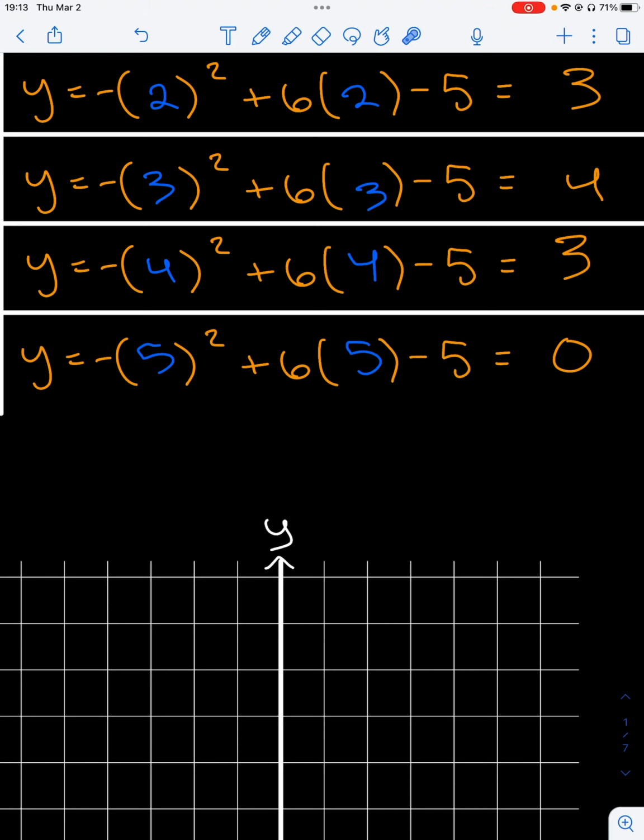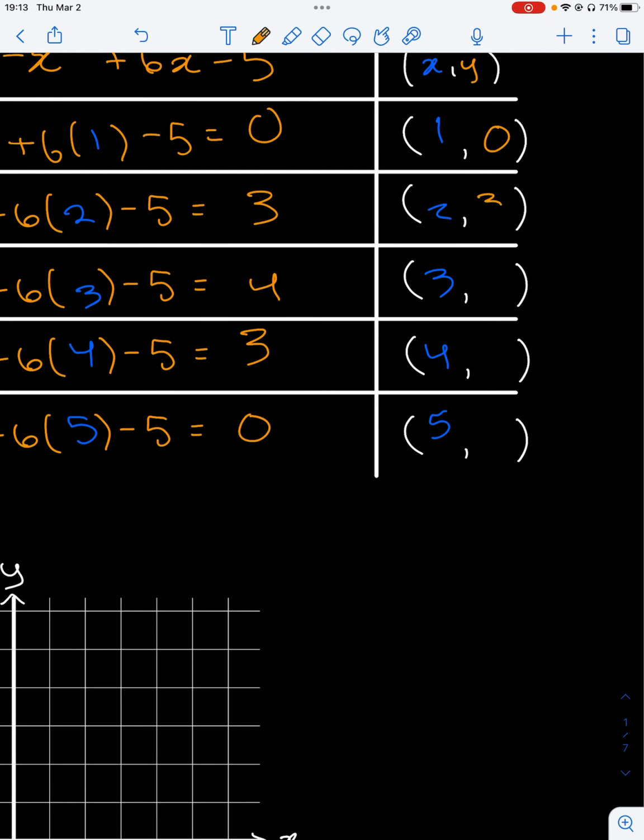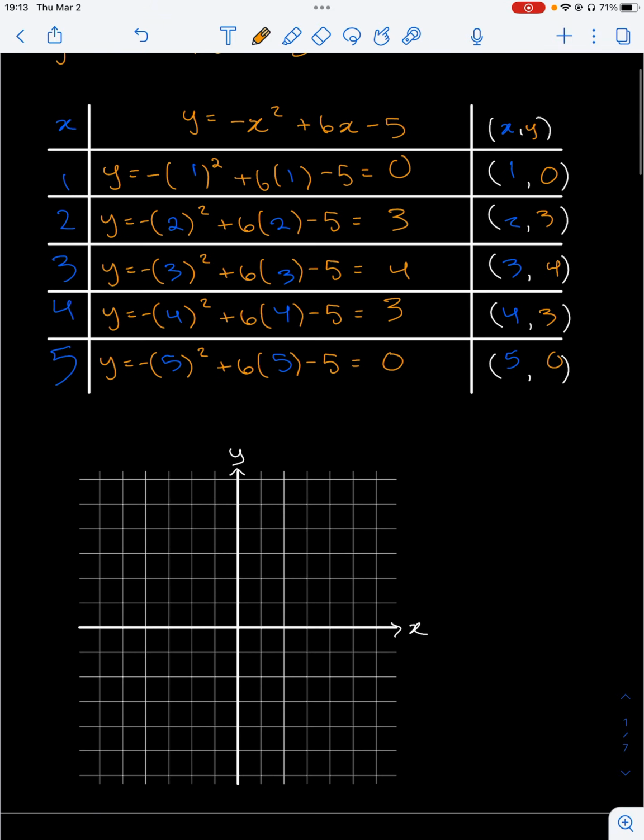4 squared is 16. Make it negative, that's negative 16. 6 times 4 is 24. Add those together, you get a positive 8. Minus 5 is 3. 5 squared is 25. Make it negative. 6 times 5 is 30. Add those together, you get a positive 5. Minus 5 is equal to 0. Now we can go ahead and list these values. So 3, 4, 3, 0. And I'm going to start plotting these points.